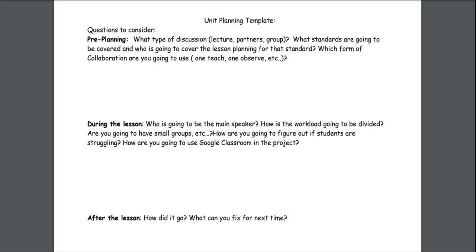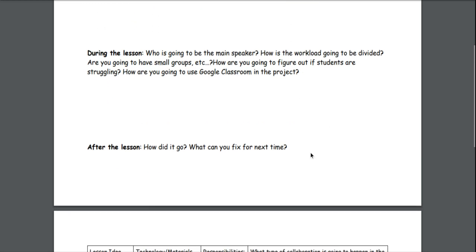Make sure that the kids are understanding what you're teaching. All right, so then after the lesson, you're going to talk about how did it go? What can you fix for next time? Was there something that you didn't like? Both sharing. It's just the best way to have an option.